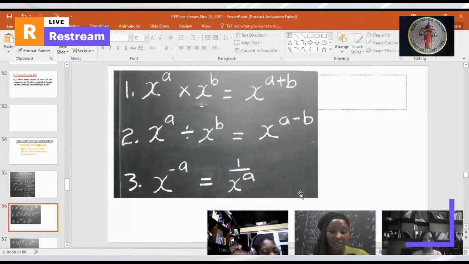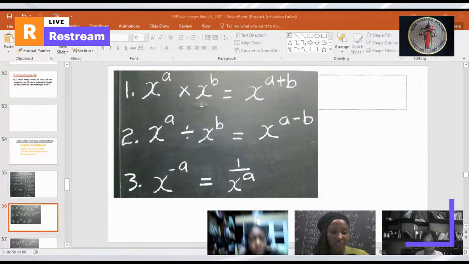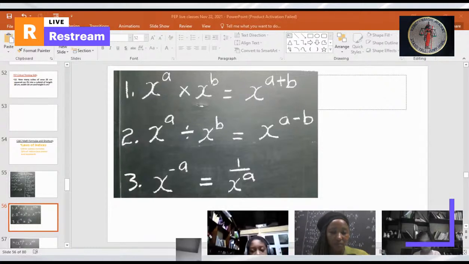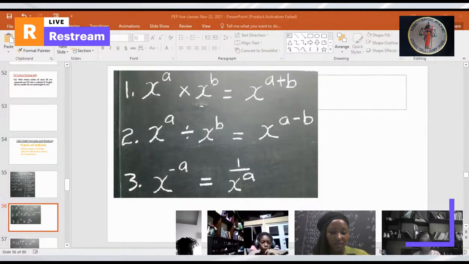So let's look at the first 3 rules. So the first 3 rules are demonstrated on the screen. So the first 3 rules, x to the power of a times x to the power of b is equal to x to the power of a plus b.